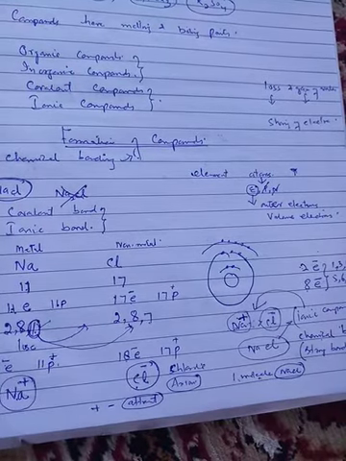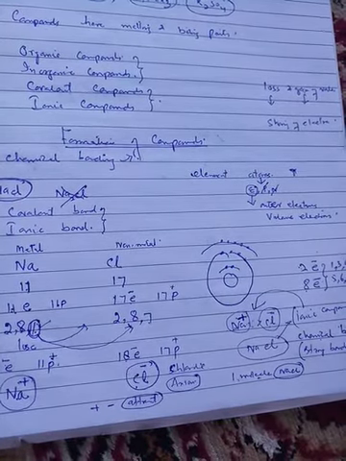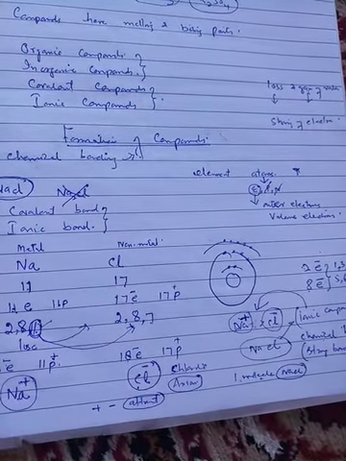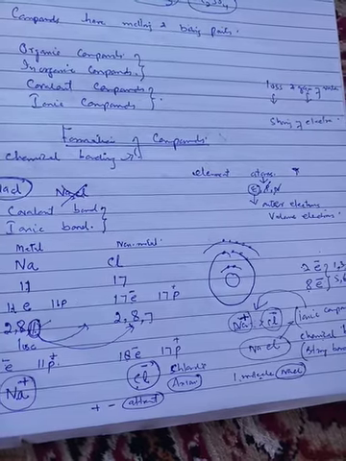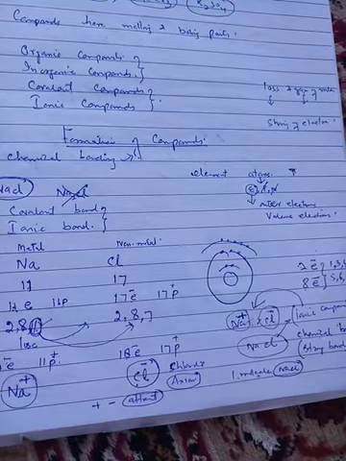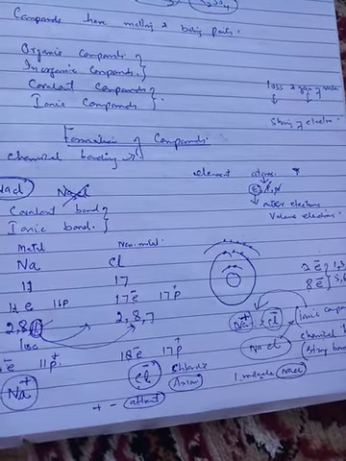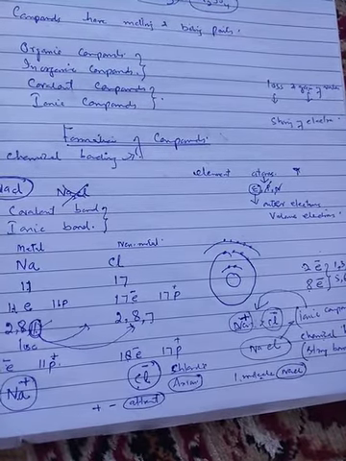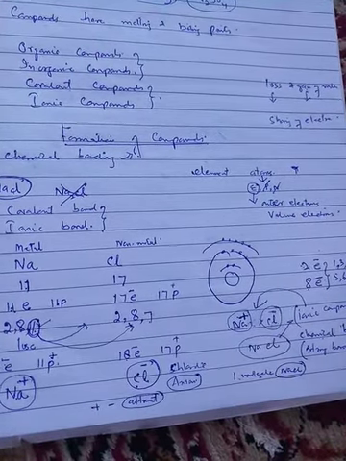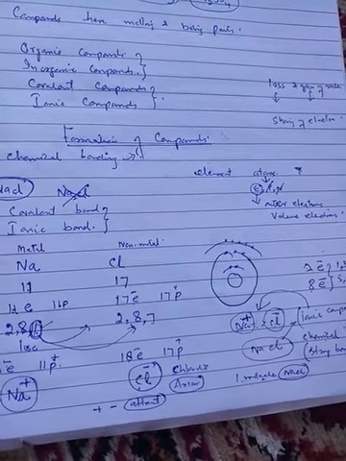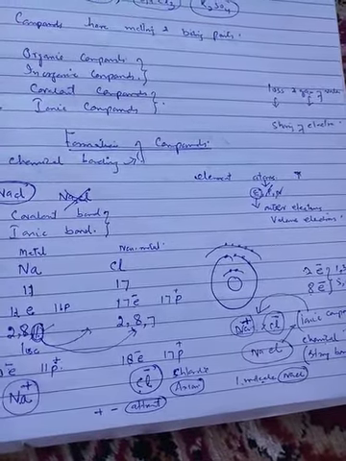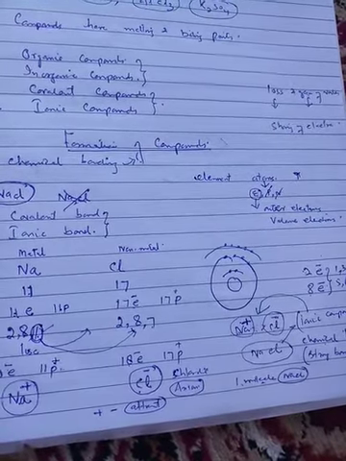When one of the elements loses its valence electron and another gains its valence electron. This is one way by which compounds are formed. The second way is by the sharing of electrons between the two elements. Mostly we know that metals have a tendency to lose electrons, and non-metals have a tendency to gain electrons.